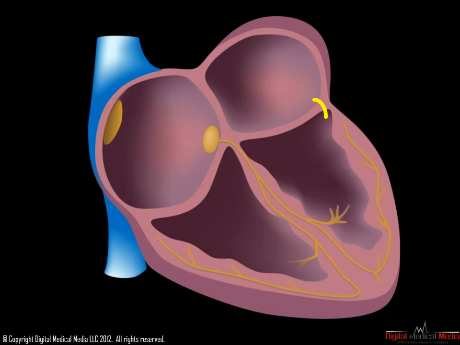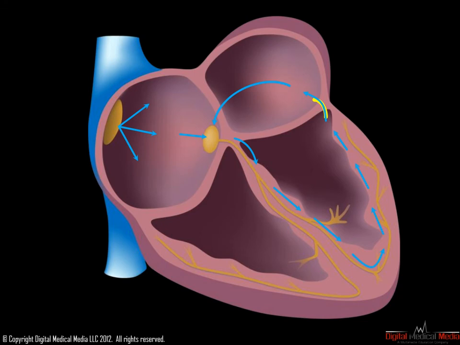The most common short circuit happens when signals go down the AV node and through the His-Purkinje system, then travel through the ventricles and backwards over the extra connection back into the atrial tissue. Once the signal gets back into the atrial tissue, it can circle around and re-enter the AV node. Now a reentrant loop is set up. This reentrant rhythm is called orthodromic reciprocating tachycardia.